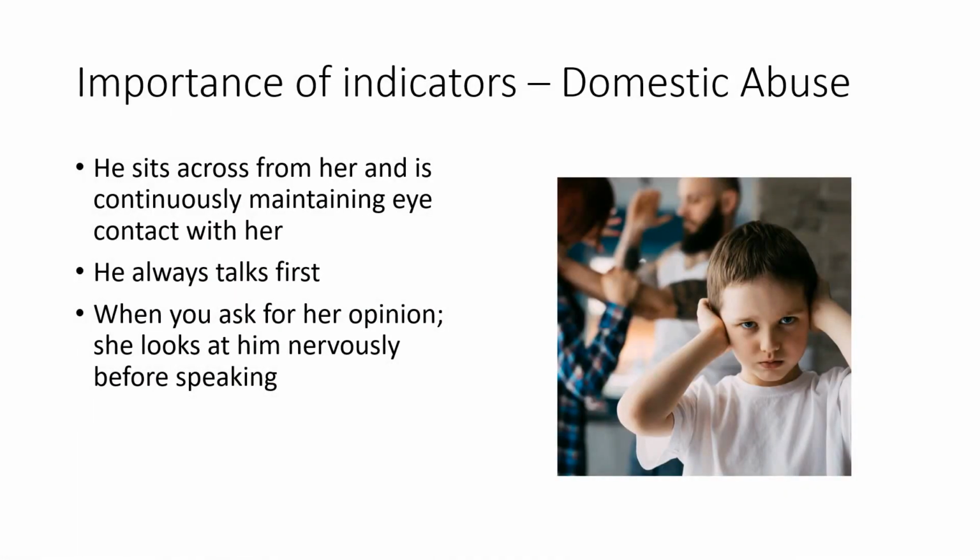Another example comes from the area of domestic abuse. You have police reports of the father being violent and controlling towards his partner. You visit in response to the reports. He sits across from her and is continuously maintaining eye contact with her. He always talks first. When you move the conversation to ask for her opinion, she looks at him nervously before speaking. He nods and affirms. But when she talks about arguments, he says, "This is just how all married couples are."